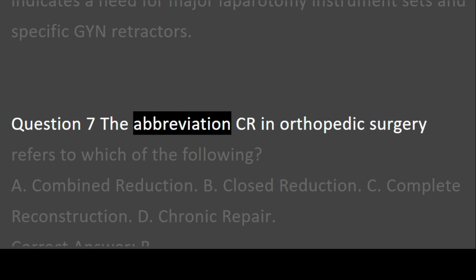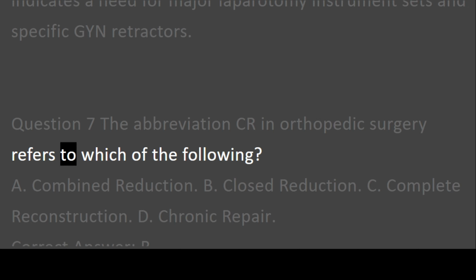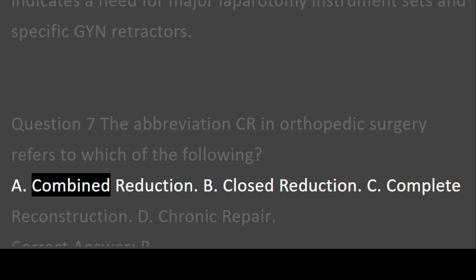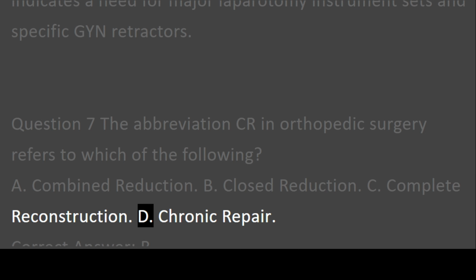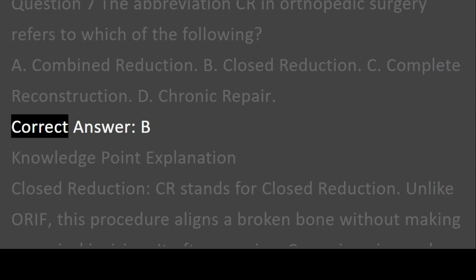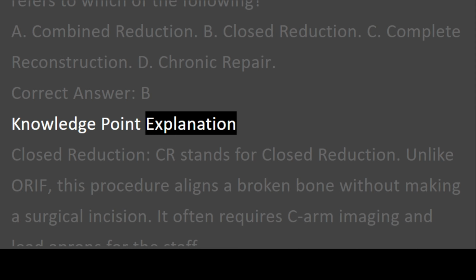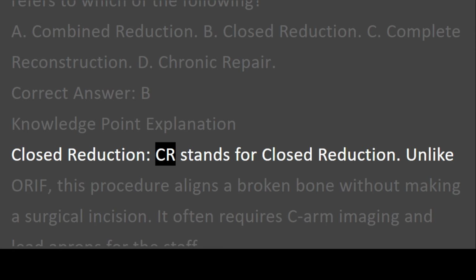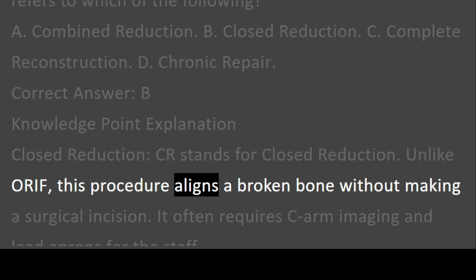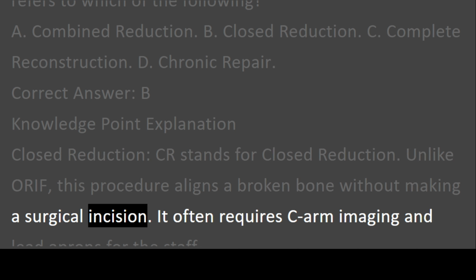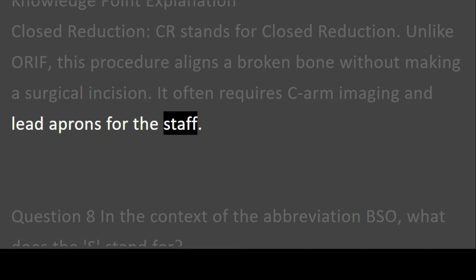Question 7. The abbreviation CR in orthopedic surgery refers to which of the following? A. Combined reduction. B. Closed reduction. C. Complete reconstruction. D. Chronic repair. Correct answer, B. Knowledge point explanation. Closed reduction. CR stands for closed reduction. Unlike ORIF, this procedure aligns a broken bone without making a surgical incision. It often requires C-arm imaging and lead aprons for the staff.